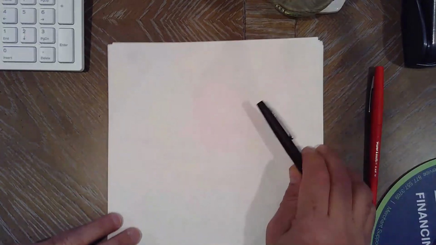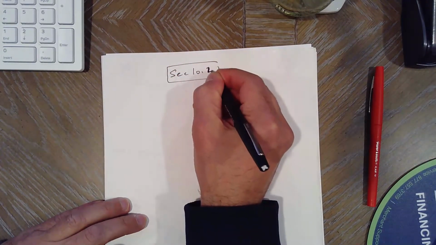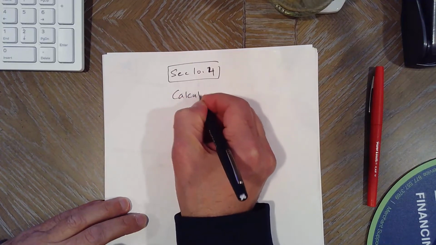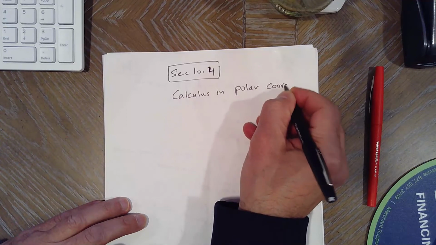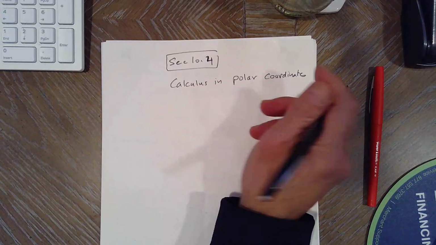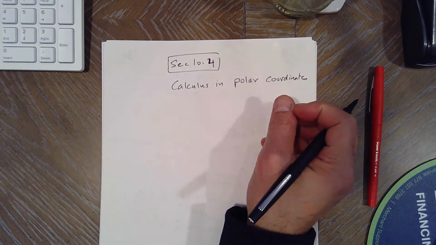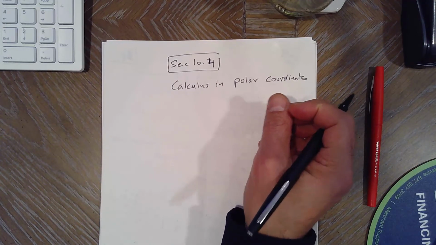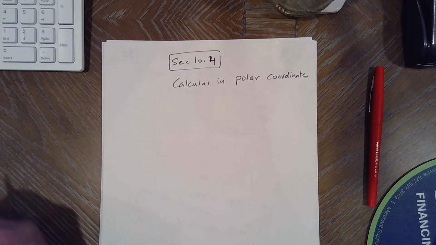Alright, so today I want to go over section 10.4. It's a continuation of 10.3, calculus in polar coordinates. Since we learned about polar coordinates and polar graphs in 10.3, now we're going to see how we can apply calculus to polar coordinates. We're going to go over area in polar coordinates, and talk about arc lengths and tangent lines to equations of polar coordinates.